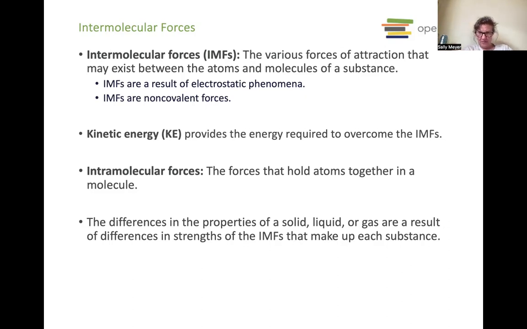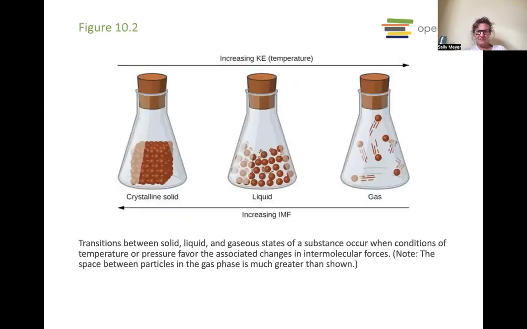So the differences in the properties of a solid, liquid, or a gas are a result of differences in the strengths of the intermolecular forces that make up each substance. So not so much true for a gas, because when you think about a gas, the particles are so far apart they don't interact. So we were able to do the chapter on gases, because in general, if you're assuming gases are ideal, then you don't have to worry about the intermolecular forces. So this is just a picture reminding us of the phases.